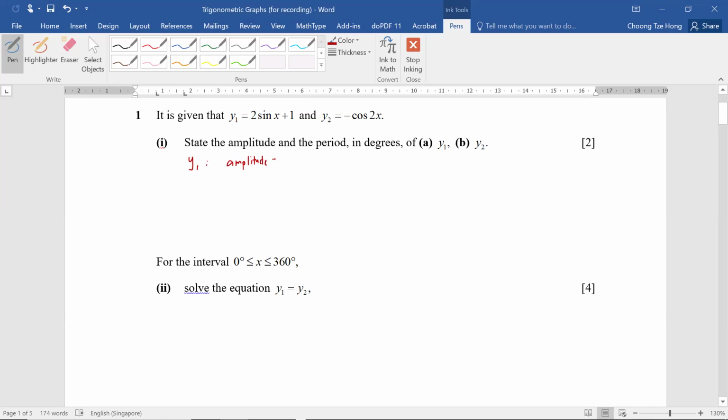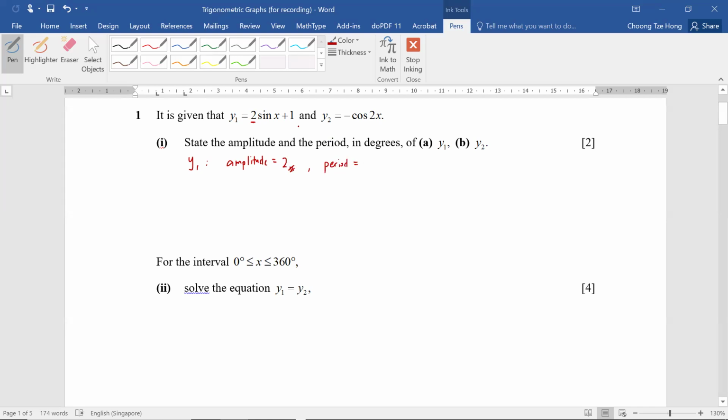If you recall, for a trigonometric graph, the amplitude can be found simply by looking at the number in front of the trigonometric function. In this case, the number in front of the trigonometric function is 2. So the amplitude for y1 would be 2. Then the next thing would be the period.